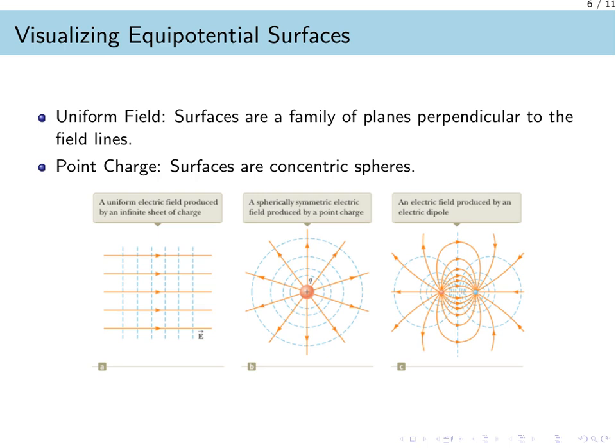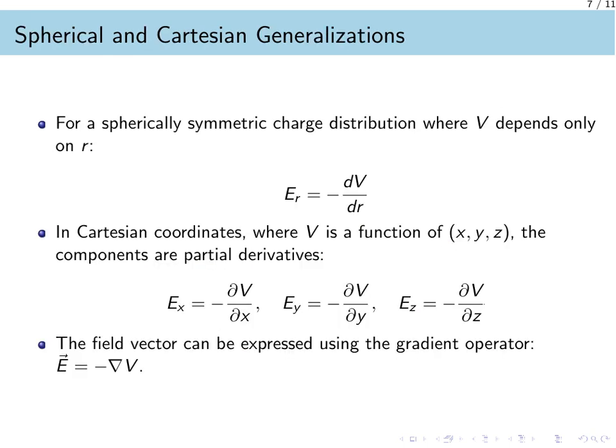In every case, whether the field is uniform or complex, the 90-degree intersection remains a constant rule of physics. To handle different geometries, we generalize our mathematical approach.